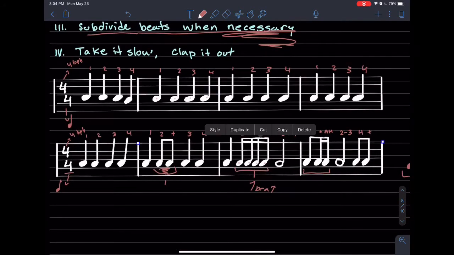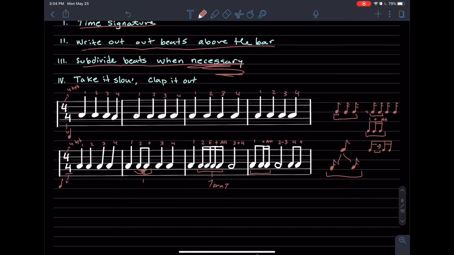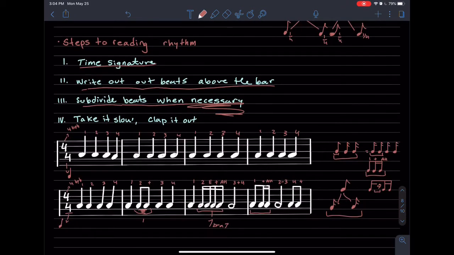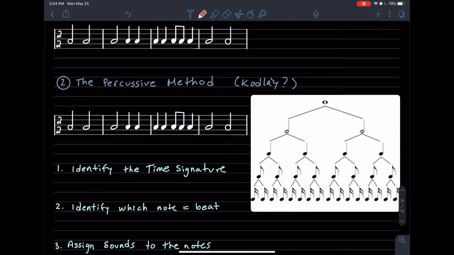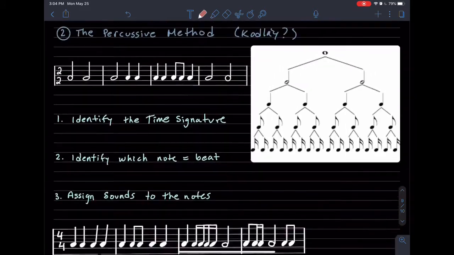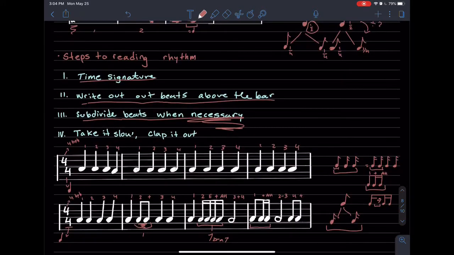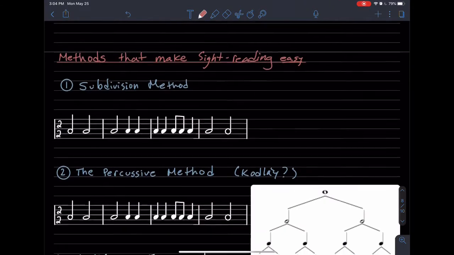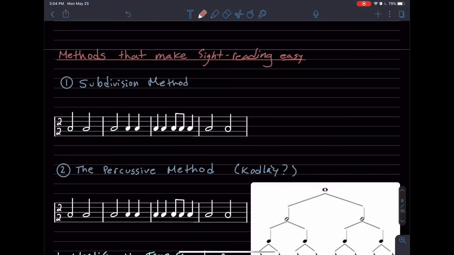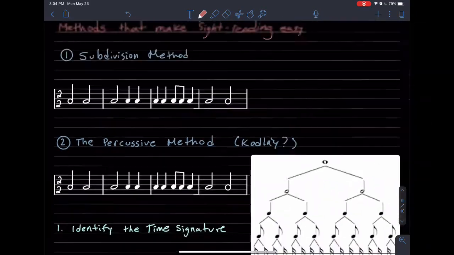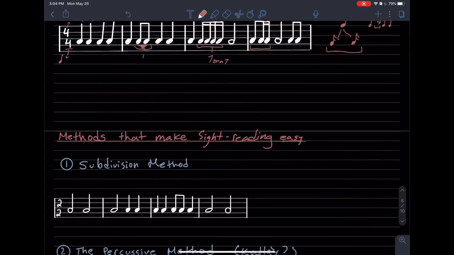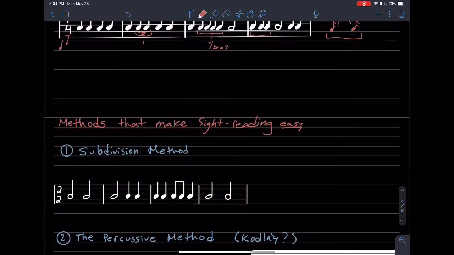Now that we've gone over the math behind sight reading and tackled the biggest hurdles that come with sight reading, I want to move on to some techniques we can use. Using the exact same examples we used above, I want to reread these using 2 techniques. The first is called the Subdivision Method, and the second, my favorite, is called the Percussive Method, okay? I'm going to start by using the Subdivision Method.